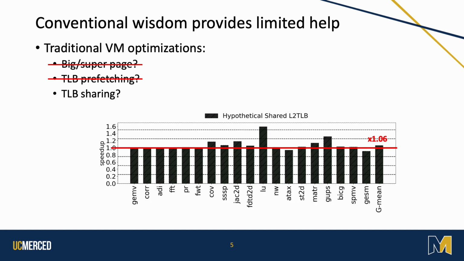Finally, there is recent work that targets multi-GPU clusters and proposes to share TLB entries between GPUs. However, we find that under an MCM setting, exact TLB sharing happens infrequently. In this figure, we show a hypothetical architecture that shares the L2 TLB. The result shows that such a hypothetical setting only brings marginal benefit.